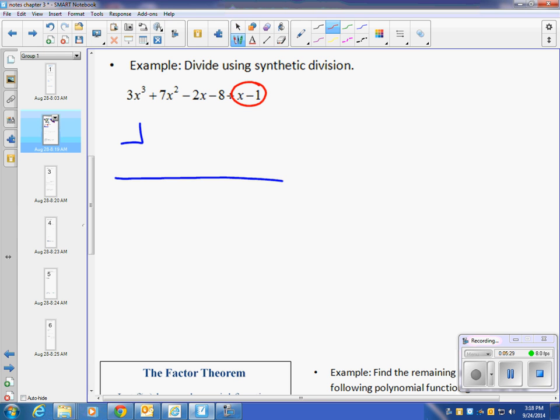What would make the x minus 1 zero? That'd be a positive 1. You change that sign and put it in the little box. The coefficients of my polynomial are going to go across here. So I have a 3, 7, -2, and -8. The first number is going to drop straight down, 3.